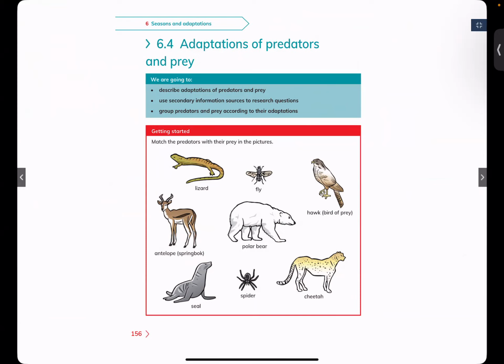Now, what are predators and what are prey? In your previous grades, you have learned the food chain, right? Producers, consumers, you have predators, you have prey. So, your teachers exposed you to this vocabulary of predators and prey. Here, we are going to know how these predators and prey have adapted themselves to use all the adaptations to the maximum benefit.